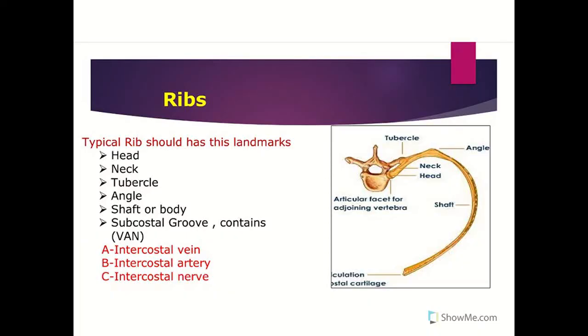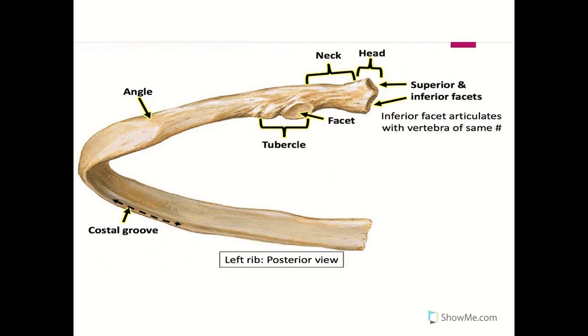Now, what about the classification of the rib according to the shape or the anatomical features of the rib? We have a typical rib and an atypical rib. A typical rib is composed of head, neck, tubercle, angle, shaft or body, and subcostal groove. Also, it has a superior border and inferior border and two surfaces, outer surface and inner surface. Okay, so let's see the picture of a typical rib in the following slide.